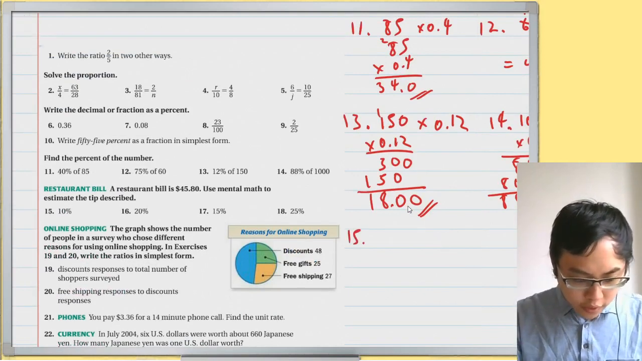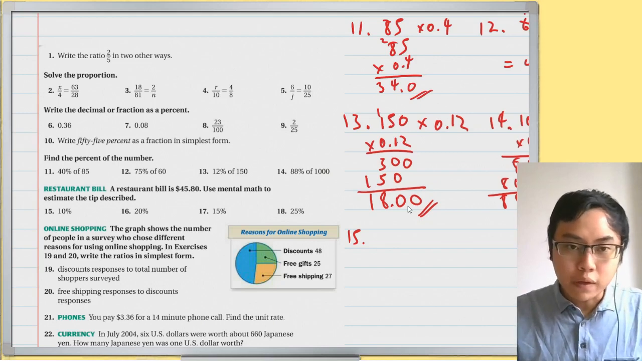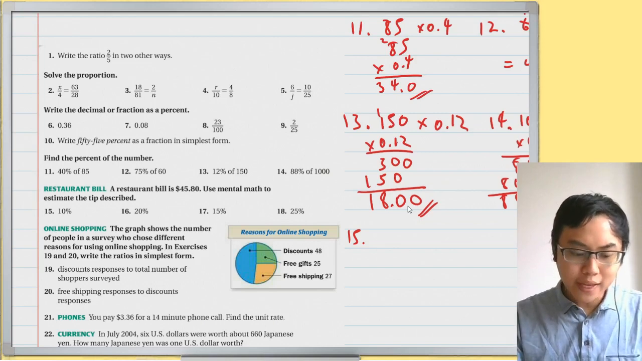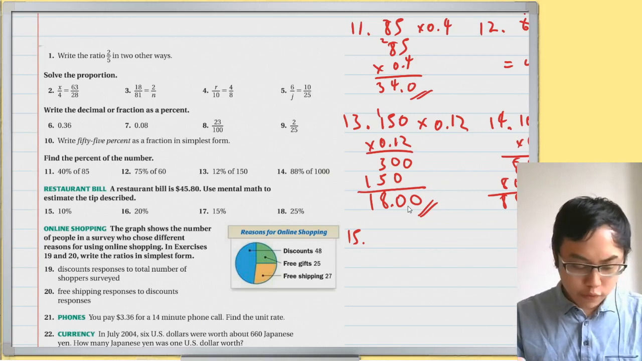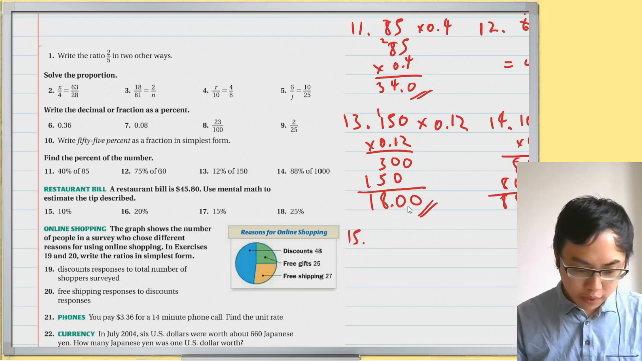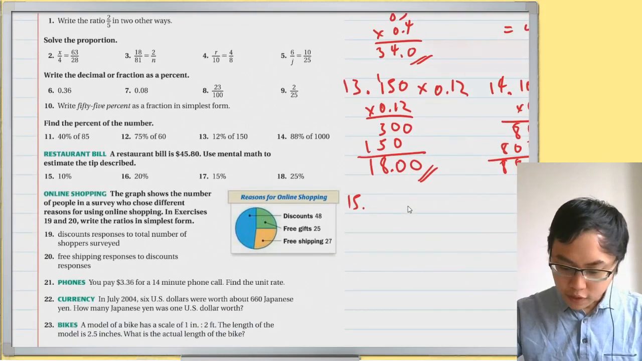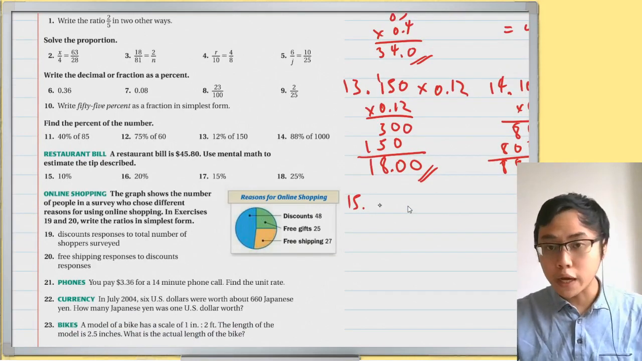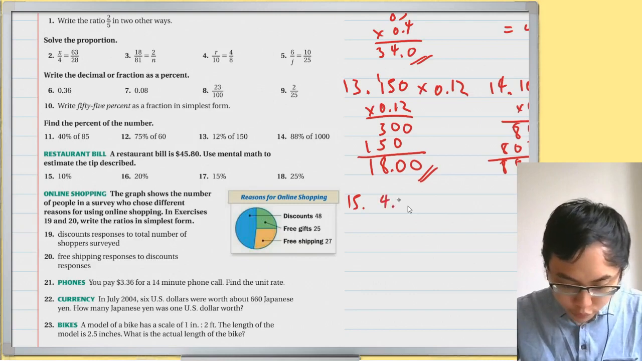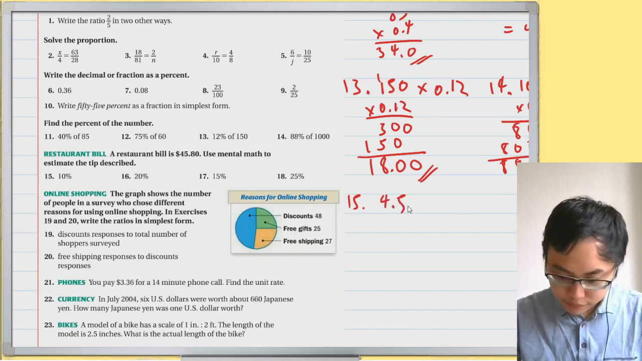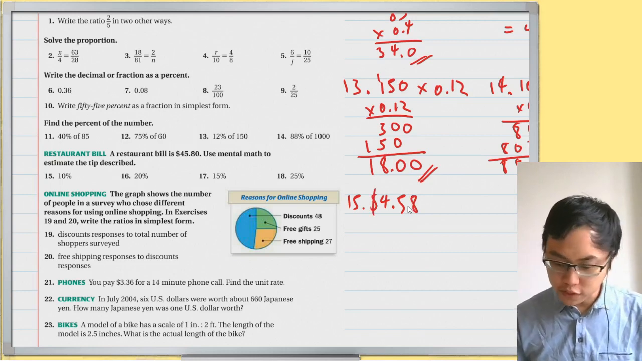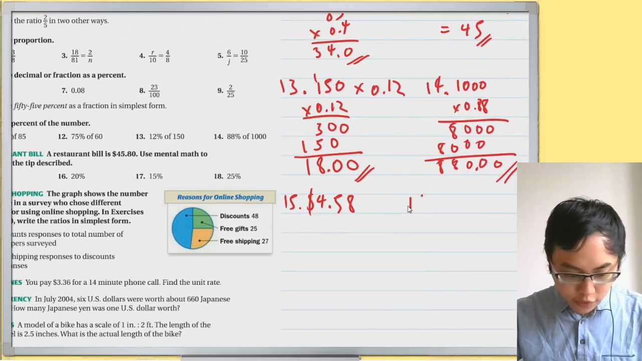Question 15. A restaurant bill is $45.80. Use mental math to estimate the tip described. So first of all, 10% of 45.8. We just need to estimate the tip, just the tip. A 10% tip, I don't even need to estimate. I can do the actual amount because 10% is fairly simple. That's going to be $4.58 for question 15.